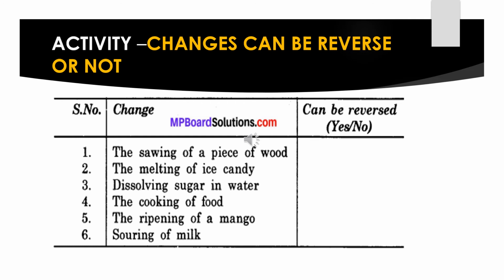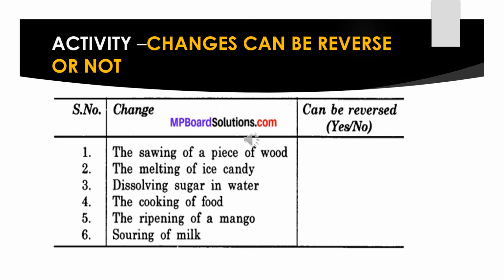So we can say that this change is also an irreversible change. Let us see some examples based on reversible and irreversible change. One activity we will see. Different examples I have given and you have to recognize whether the change is reversible or irreversible. The first is the sawing of a piece of wood. Is it reversible? No. The melting of ice candy. It is reversible. Once you keep it in the refrigerator, it will again form the ice candy.